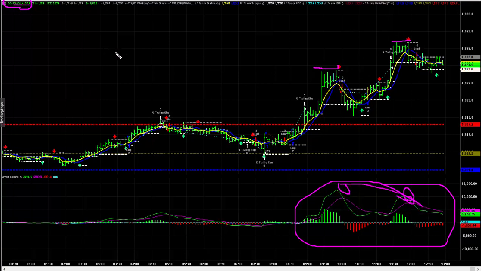Now, this is a 5-minute chart. It's currently short 2 contracts and about neutral. It's taken a bunch of trades today. It scalps out. It gets short. It got out. It got long. Got out. Now it's short.